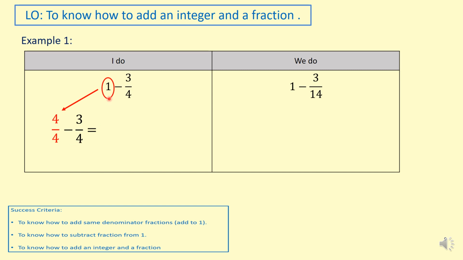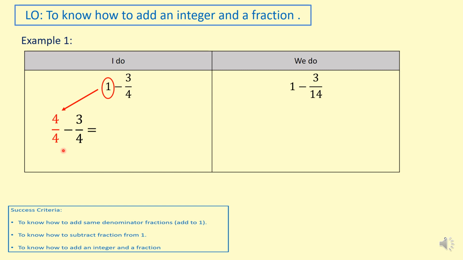So make sure, first step, instead of 1, decide what numerator over what denominator you need to have to be equal to 1 and be the same as the second fraction's denominator. So because that's 4, I decided to have 4 over 4 and then take away 3 over 4. Now, the same as last lesson.